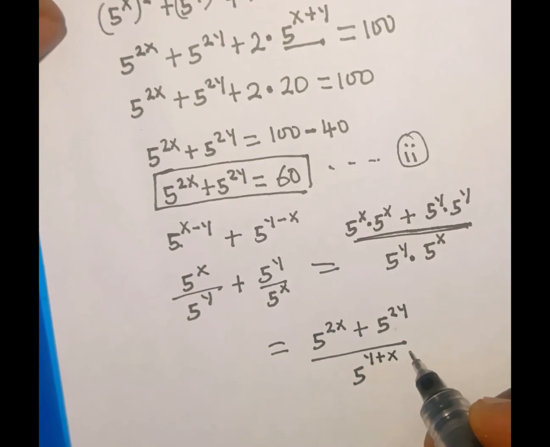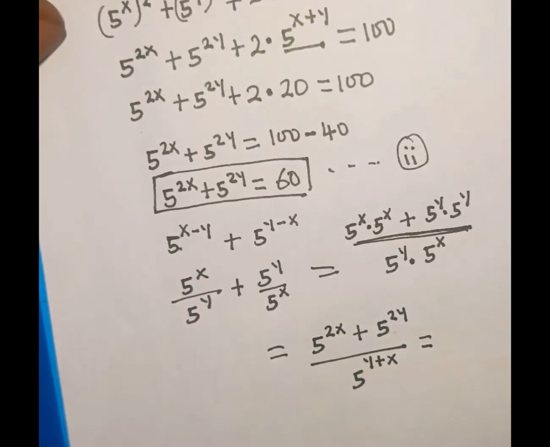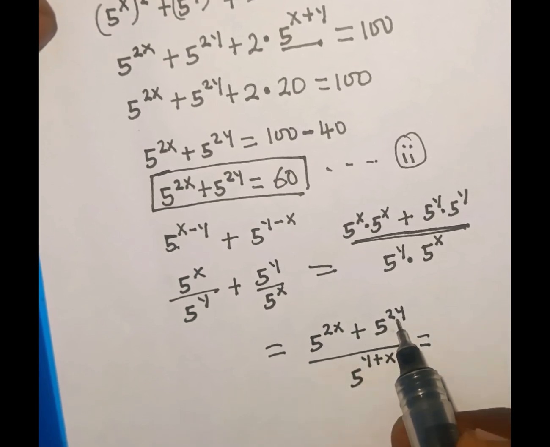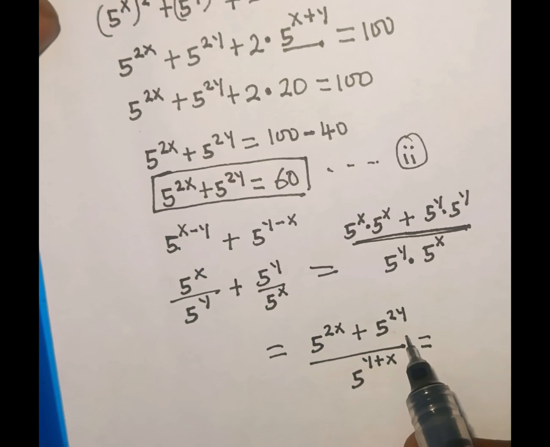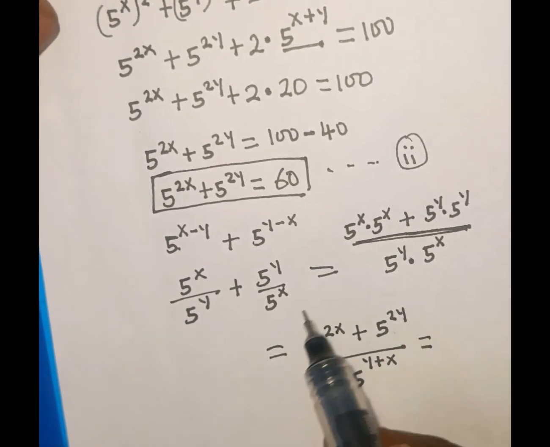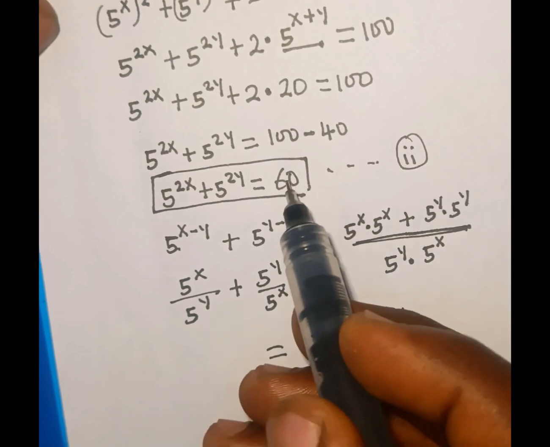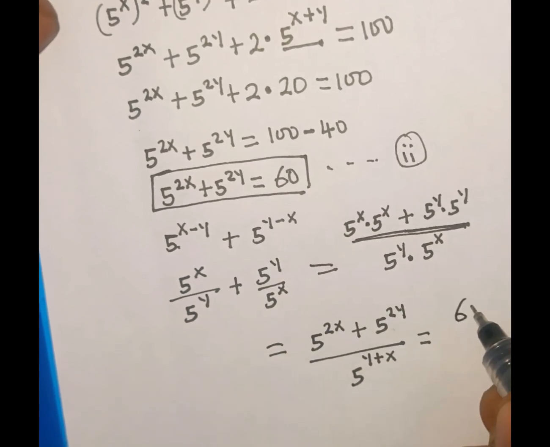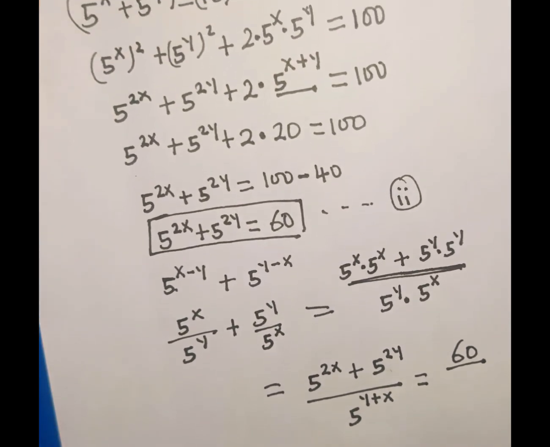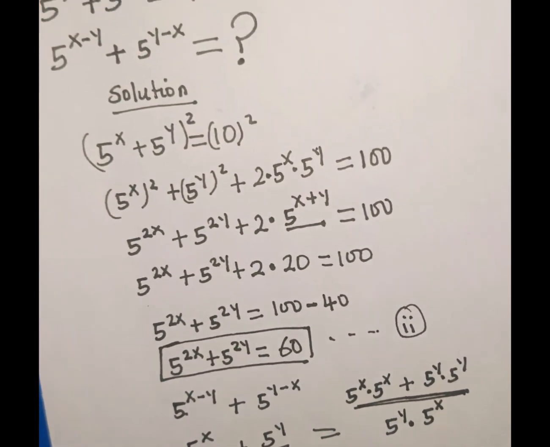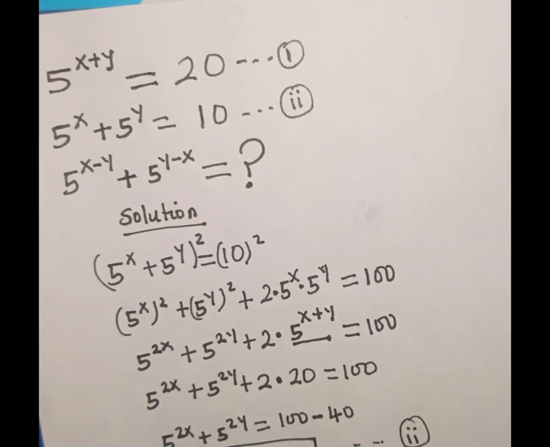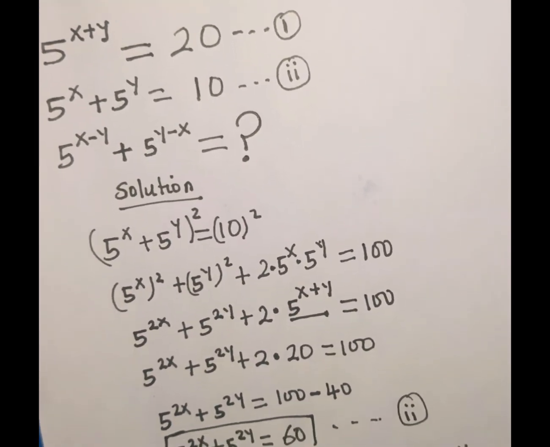y plus x. And recall from the given above, we are given that 5 to the power of 2x plus 5 to the power of 2y, we solved it to be equal to 60. So from equation 3, we're going to replace this to be 60 from here. So this is going to be equivalent to 60 over, and recall we are given from equation 1 that 5 to the power of x plus y, which is the same as 5 to the power of y plus x, is given as 20 from equation 1.